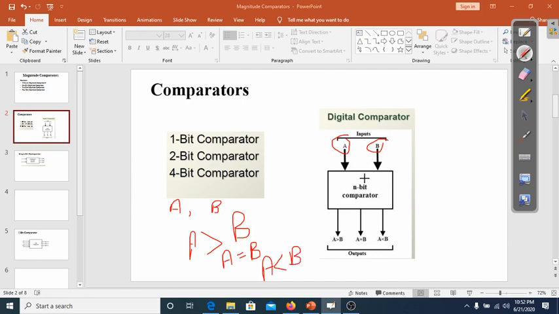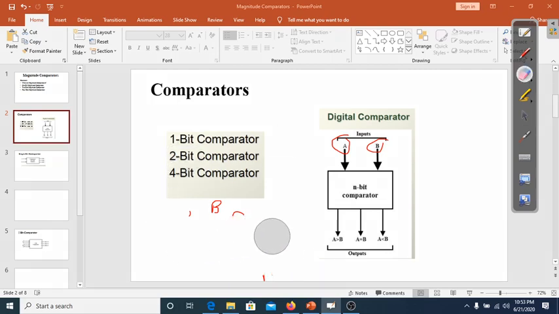So this is the block diagram. This is an n-bit comparator; it could be a 1-bit, 2-bit, 4-bit, up to 8-bit or 16-bit comparator, and so on. This comparator circuit will compare two inputs A and B. These are the three possible outputs: A could be greater than B, A could be equal to B, A could be less than B.